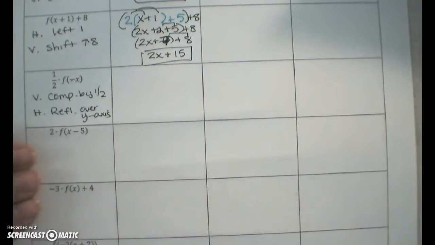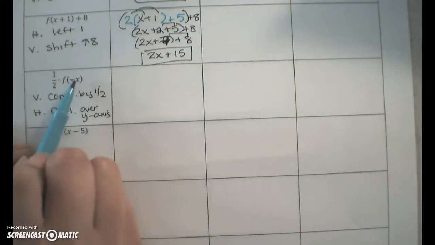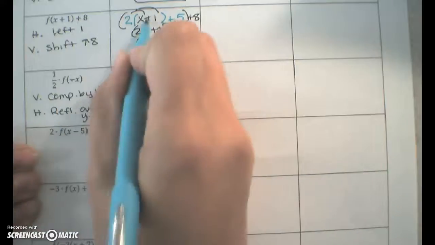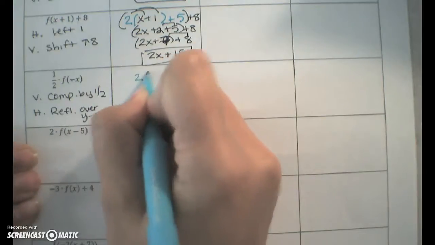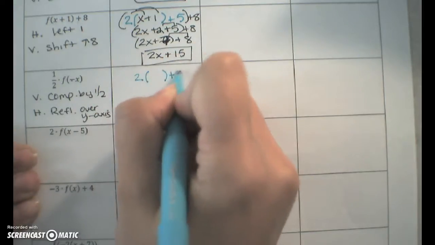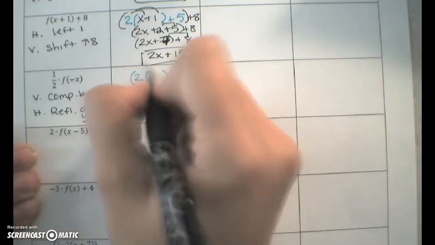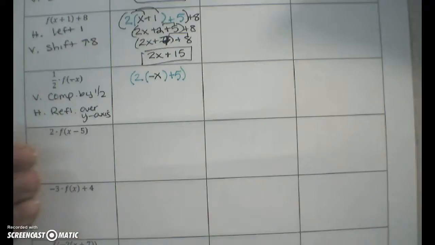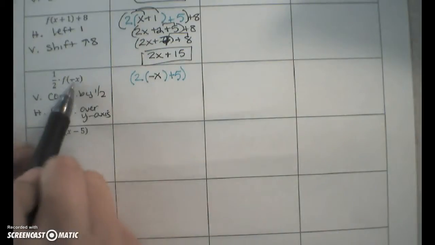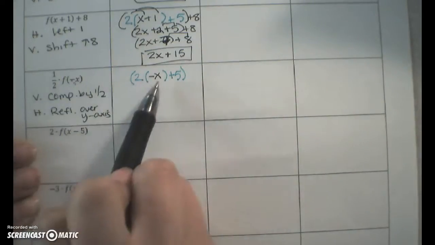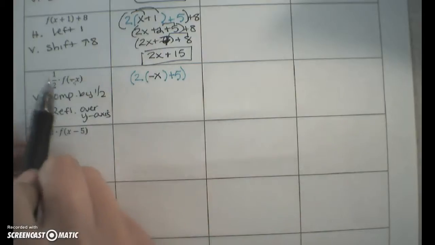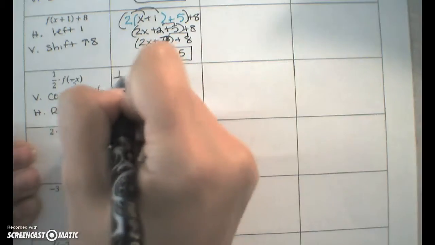Is anything being plugged in? Yes, because we looked inside here and there is something being plugged in. So do what you did above. Write the 2, leave a parenthesis, then plus 5. Now let's plug that in, that negative x, in for what it's telling you. Replace it inside that function. Now don't forget this 1/2. It has to go out front.